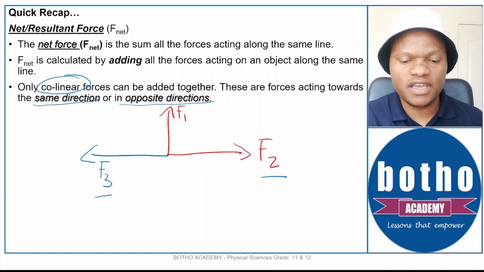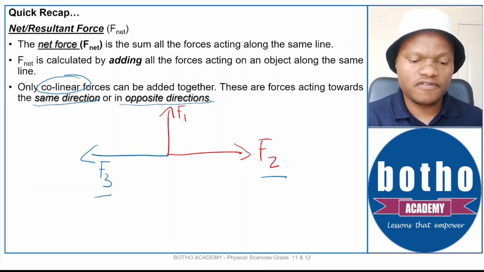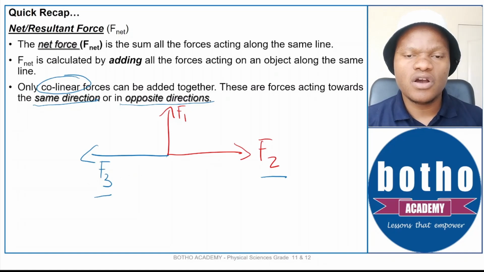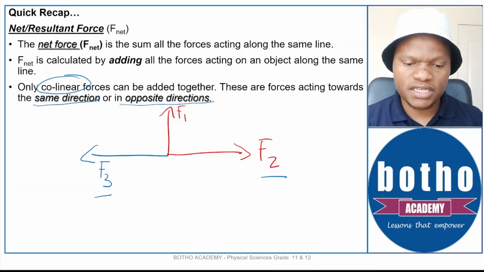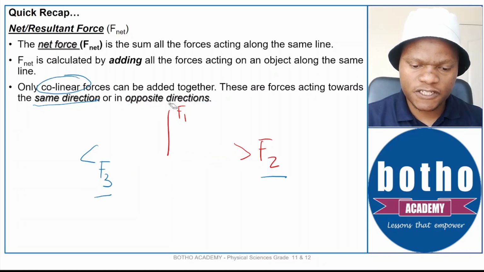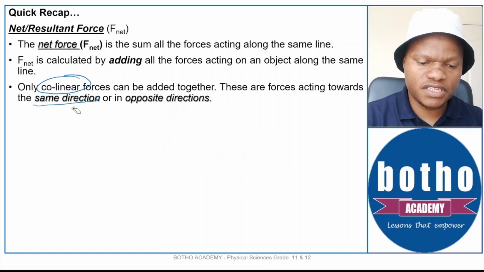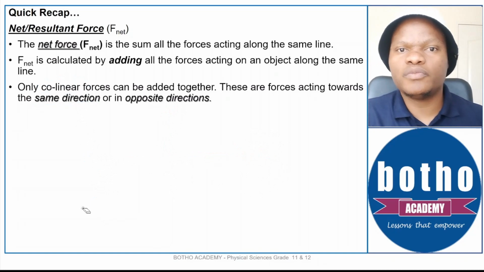However, you cannot add F1 and F3 because F1 is in the vertical line and F3 is in the horizontal line. They are not collinear. We can only add vectors that are collinear, or vectors that are acting in the same direction or opposite direction. That's what it means when we say vectors are collinear. It means they are in the same direction or in opposite directions.